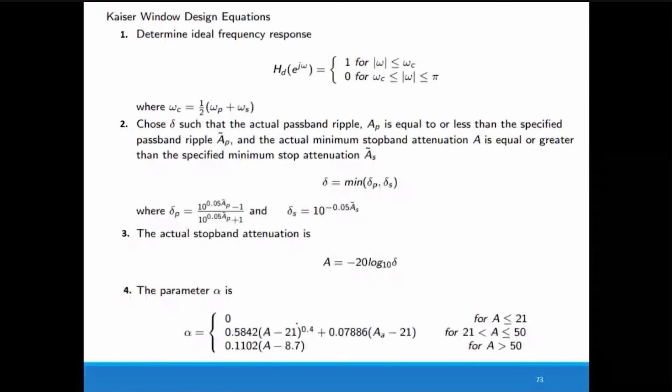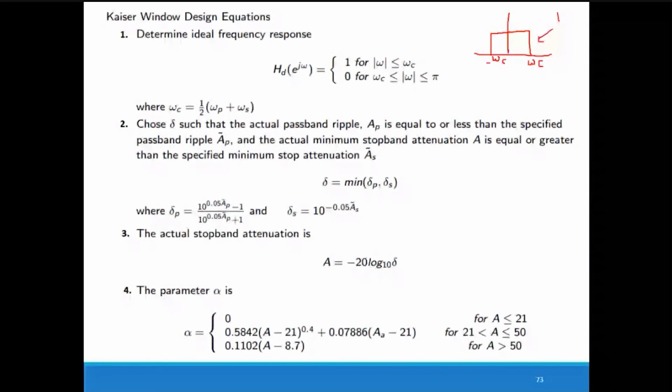First step is to determine the ideal frequency response. Suppose it is the ideal low pass filter or ideal high pass filter, then you have to define the ideal frequency response, that is HD e raised to j omega is equal to 1, where mod of omega is less than or equal to omega c, and 0 for omega c less than or equal to mod of omega less than or equal to pi. So for a low pass filter, this response will be like this. You are having one value from 0 to omega c and 0 to minus omega c. So that's why we have written mod of omega is less than omega c. This is the cutoff frequency. So this type of design represents the low pass filter.